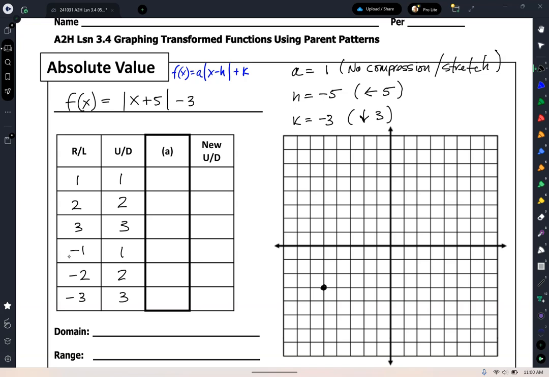Now what we're going to do is check and see if our A value, which is a multiplication after we do our absolute value, changes anything. We do our absolute value, we come up with some number, and then we multiply by A. That's right out in front there. So we're going to take our parent outputs and multiply them by A to get a new output. In this case, it would simply be times by 1. We're going to write this down: times by 1, times by 1, times by 1. We multiply our parent output by A to get our new output, which in this case isn't going to change anything, but it will once we start bringing some A's into it.